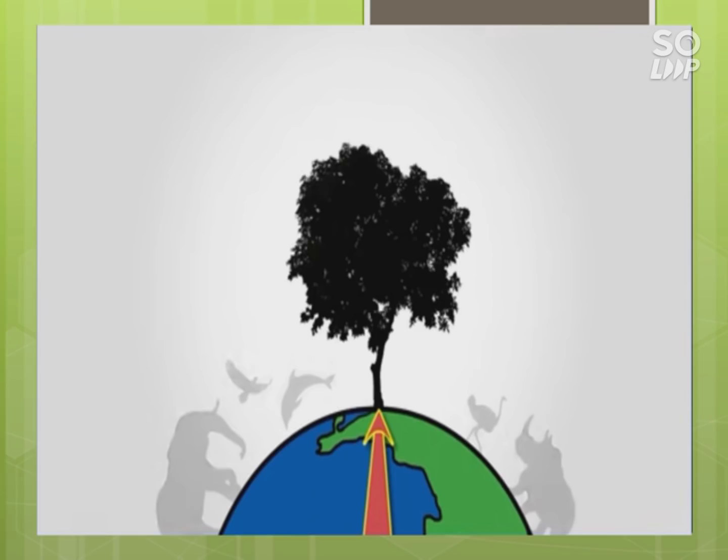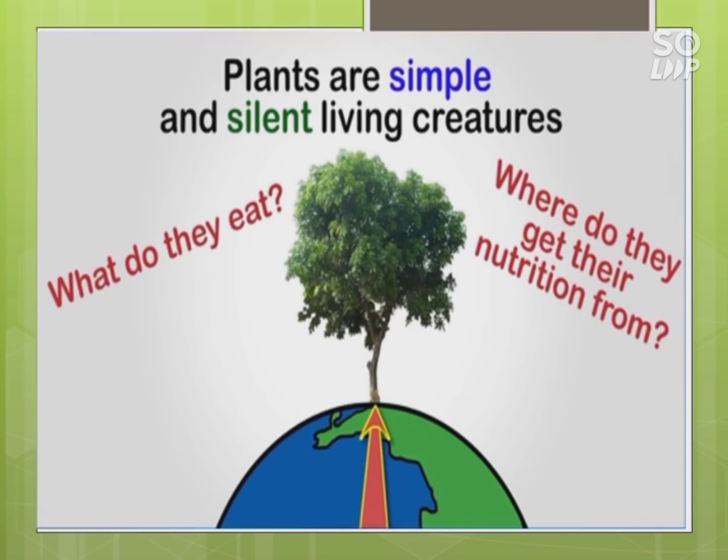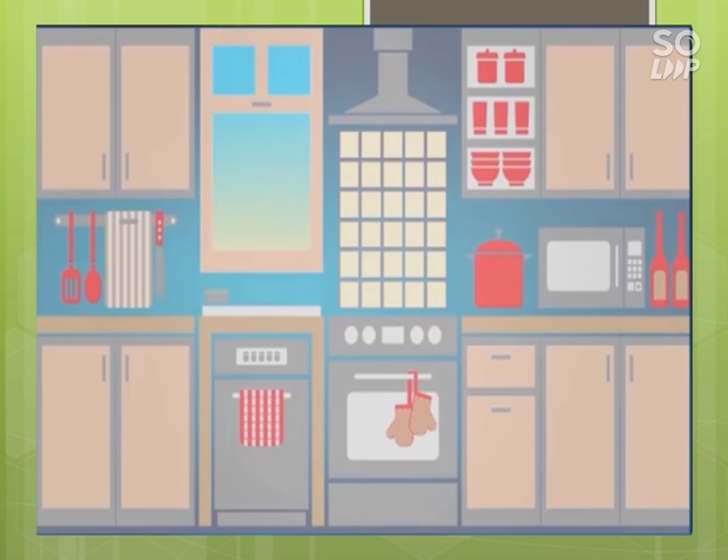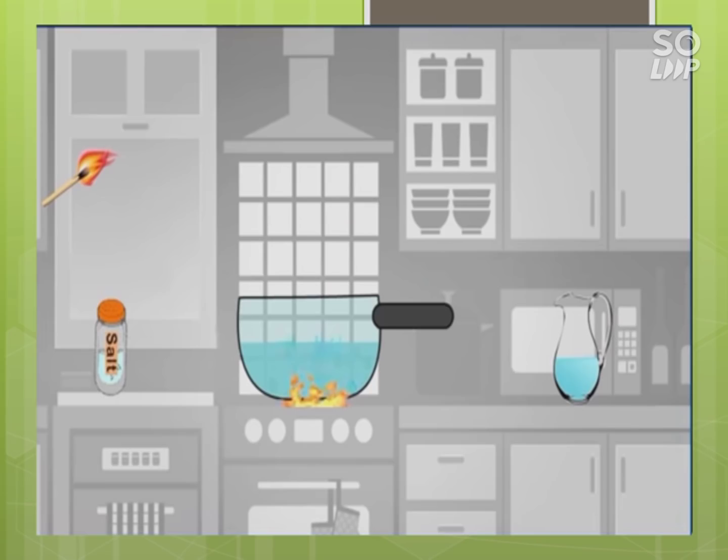Here, let me stress a little on plants. Plants, as we know, are simple and silent living creatures. So, what do they eat? Where do they get nutrition from? So, in this session, let's get to know plants' nutrition. And we'll be doing this by starting with the simple example of cooking food.